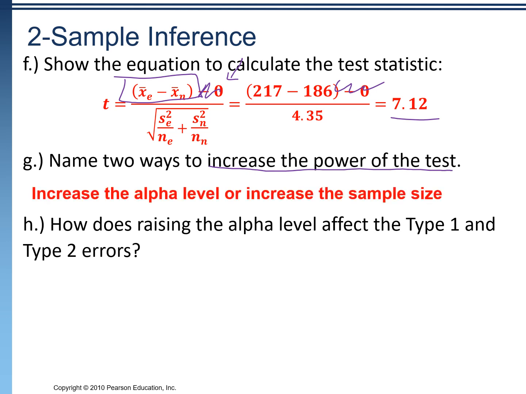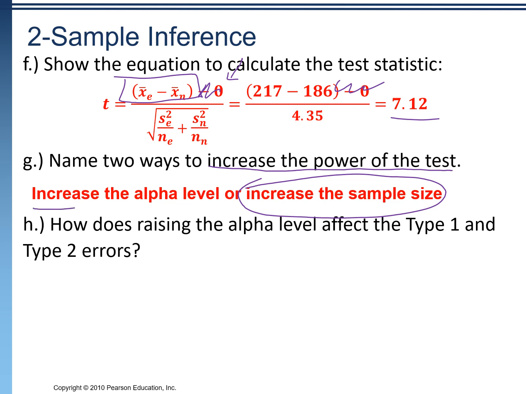We can increase the alpha level, or we could increase the sample size. Increasing the sample size is more time consuming and costly, but it has an added bonus of decreasing both the type 1 and type 2 error probabilities.